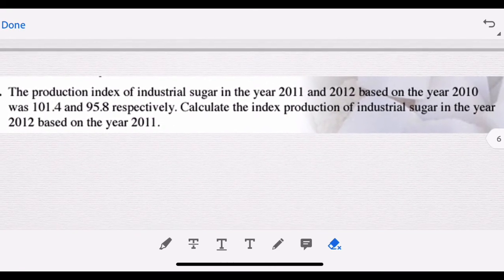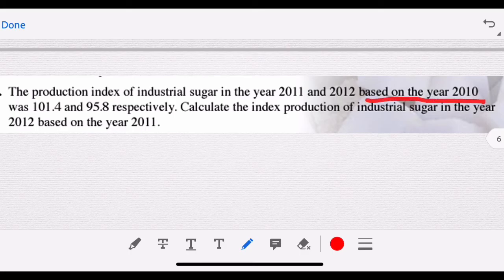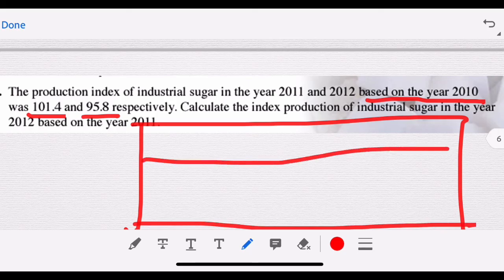So question number 5: the production index of industrial sugar in the year 2011 and 2012, based on the year 2010, was 101.4 and 95.8. That means I can write it as, if I want to use a table, I use a table. You can use the Lip's method. Let's say I want to use a table to do it. So I will do it like that.